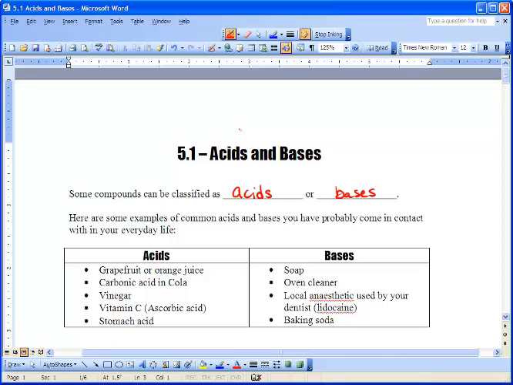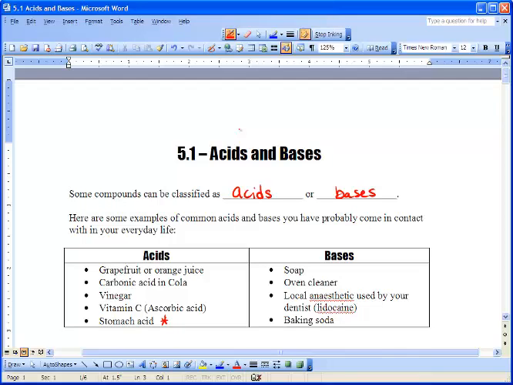If you've had some orange juice or grapefruit juice, if you've had a pop lately, you've got carbonic acid in there. Or if you used vinegar, that's also an acid. Or you've taken vitamin C, and guess what? Every single person that is alive has stomach acid, and it helps break down food.